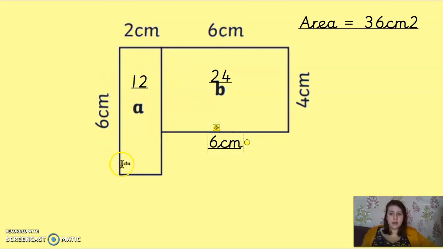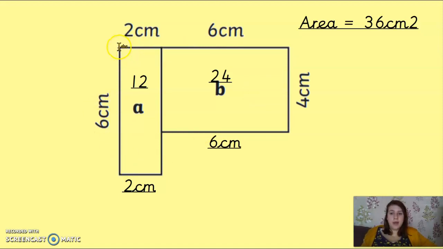Similarly, this is a rectangle. If this length is 2, then this opposite length must be 2 as well. However, we've got this little extra length that isn't the same as this one, and it isn't the same as this one. So this is an unknown that we need to work out, but we're going to use our knowledge that we've already got to work it out.